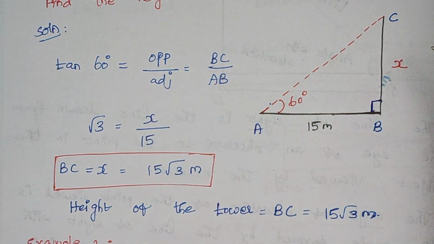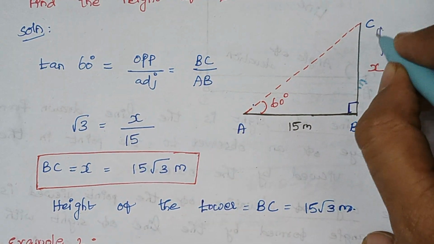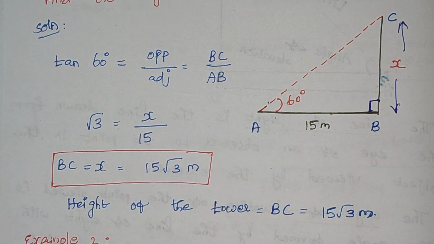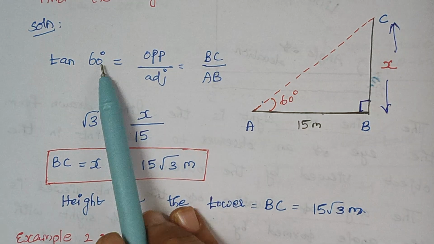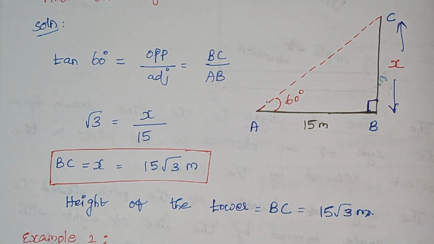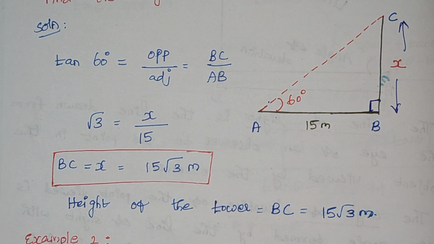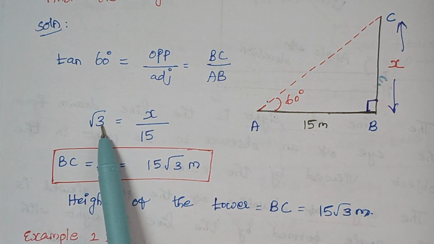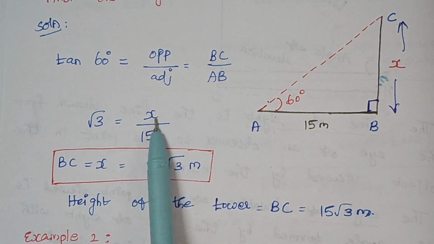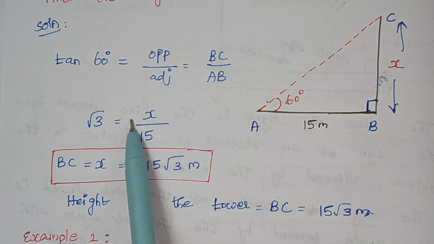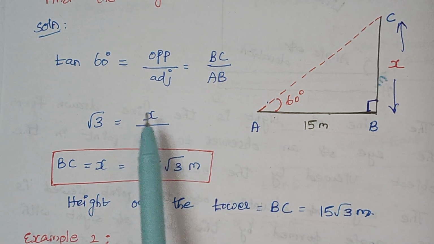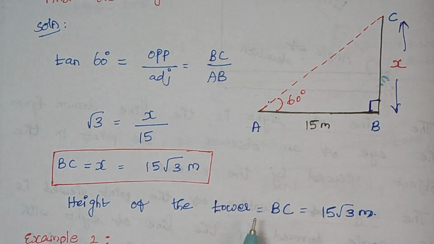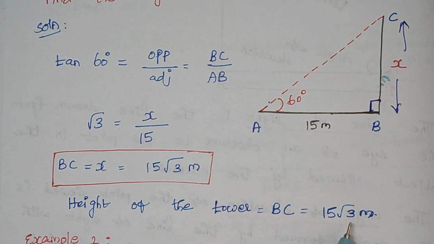Right. So here I am taking the value of BC as x. It's up to you, even you can simply write BC also. Right. So tan 60 value is root 3. Again, you have to be very thorough with the trigonometric table. Right. So just substitute the value here, which is equal to x by 15. So we need the value of x. So x is nothing but root 3 into 15. So here the height of the tower is equal to BC, which is 15 root 3.